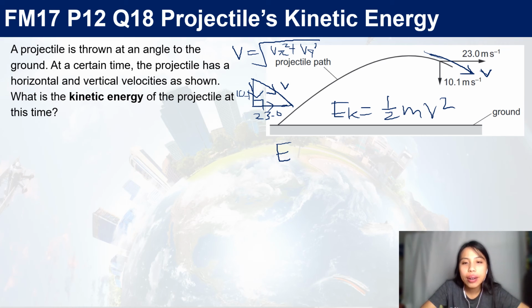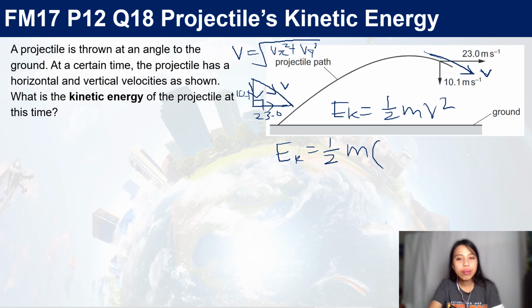So we find our kinetic energy is half m times, what's the velocity? Okay, so we've got to do square root squared.